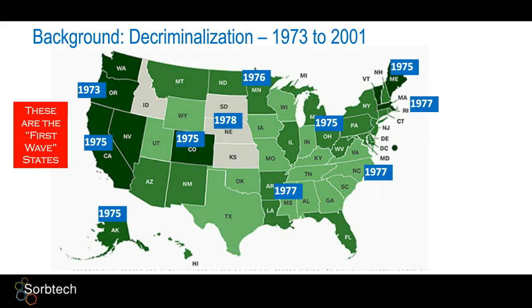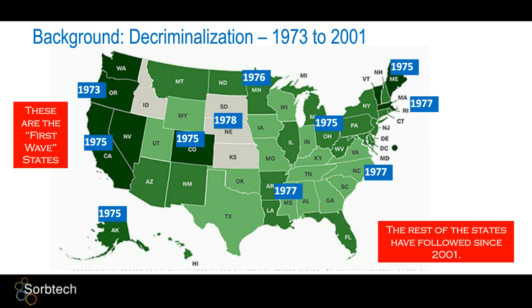Starting in 1973, Oregon was one of the first wave states to decriminalize and legalize cannabis and hemp products. There were 11 other states that followed suit in the 70s, and most of the rest of the states have followed since 2001.